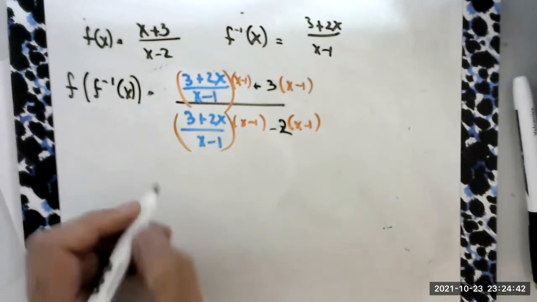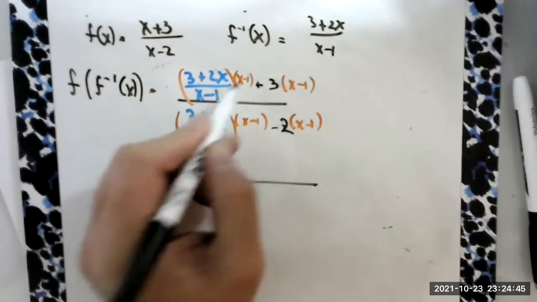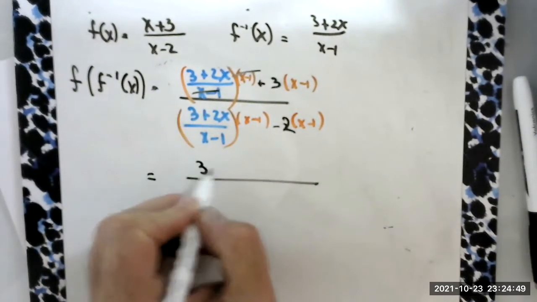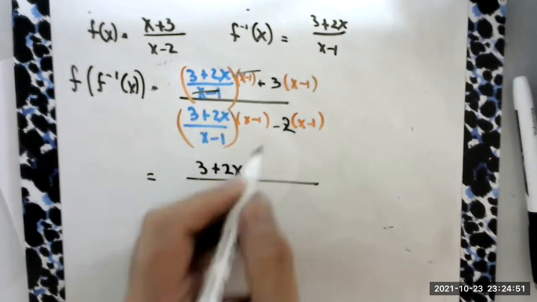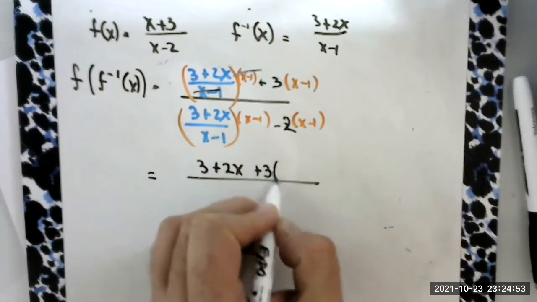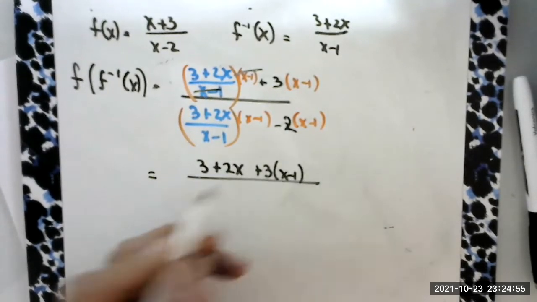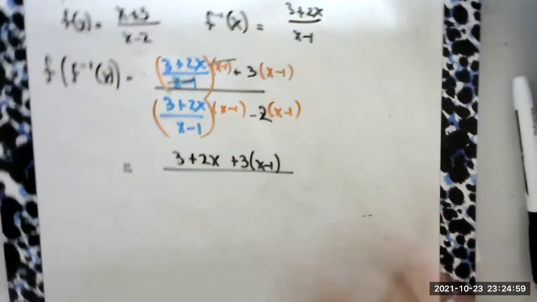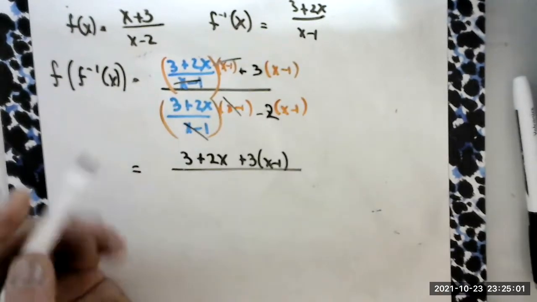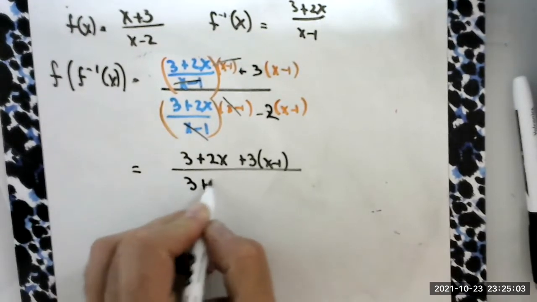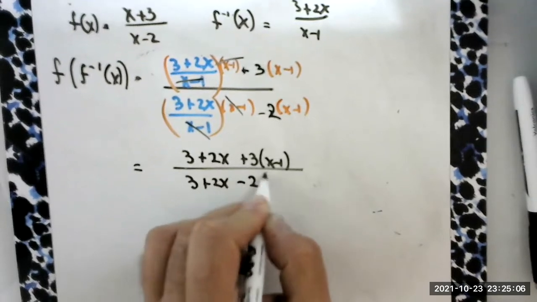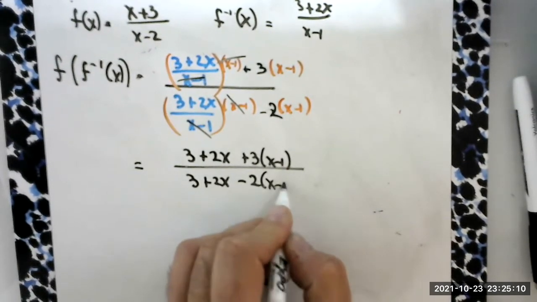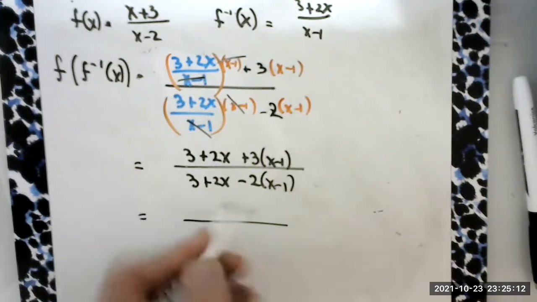So let's see what type of damage we made. x minus 1 over x minus 1, adios. So we end up with 3 plus 2x plus 3 times x minus 1. Which in turn is, well, that's okay. And then here, x minus 1 is minus 1, bye-bye. So it will be 3 plus 2x minus 2 times x minus 1. So we can clean it up.